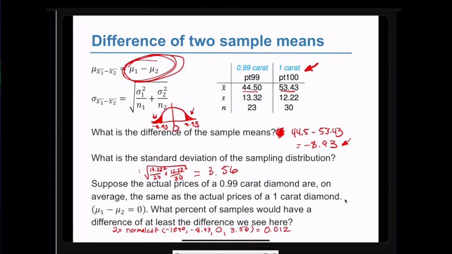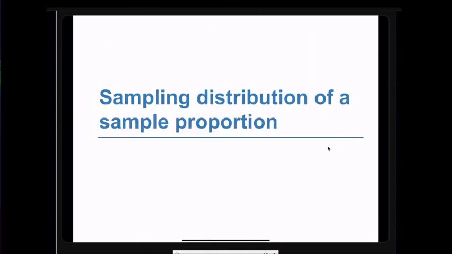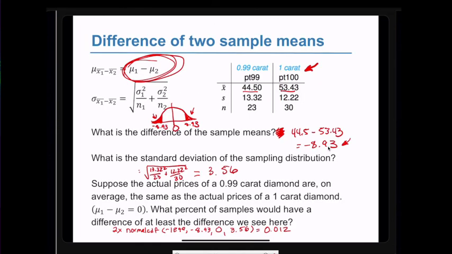So if the price per point of the 0.99 carat diamonds and the 1 carat diamonds are the same, there is a 1.2% chance that we would get a difference this extreme. That does not seem very likely. So more likely, the 1 carat diamonds actually cost more per point. And that's it. That's the difference of two sample means.